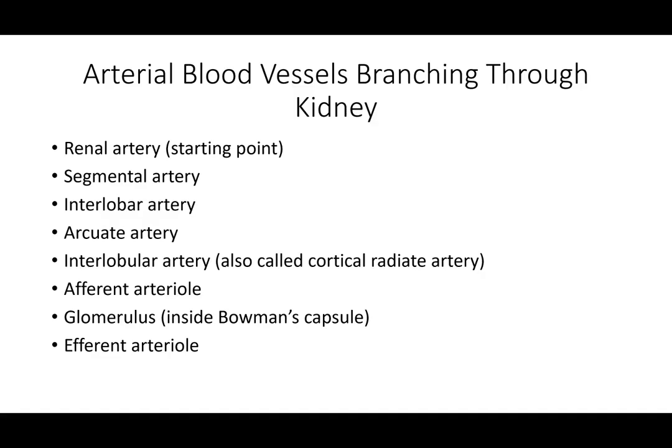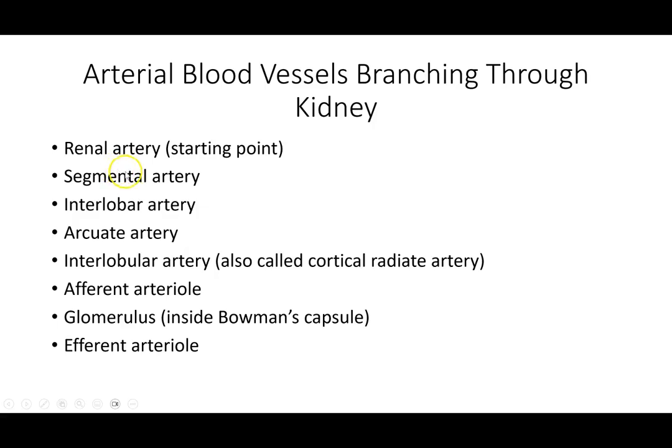So there are a lot of blood vessels that pass through the kidney, which makes sense since our kidneys are filtering our blood. So it makes tons of sense to have tons and tons of vessels going through there. Our starting point is the renal artery, so coming out of the abdominal aorta.